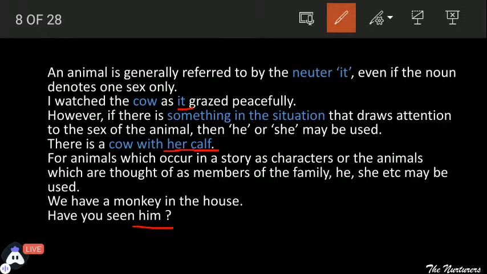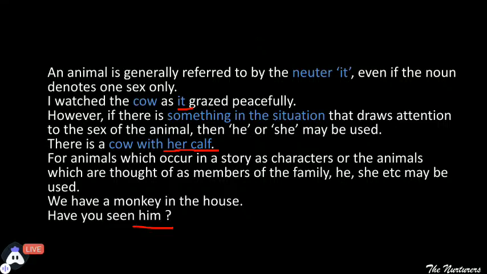Earlier we were denoting cow as her. And in general, we'll denote all the animals as it if their specific sex is not mentioned or they are not able to be related. Now, moving ahead to the different types of pronouns.